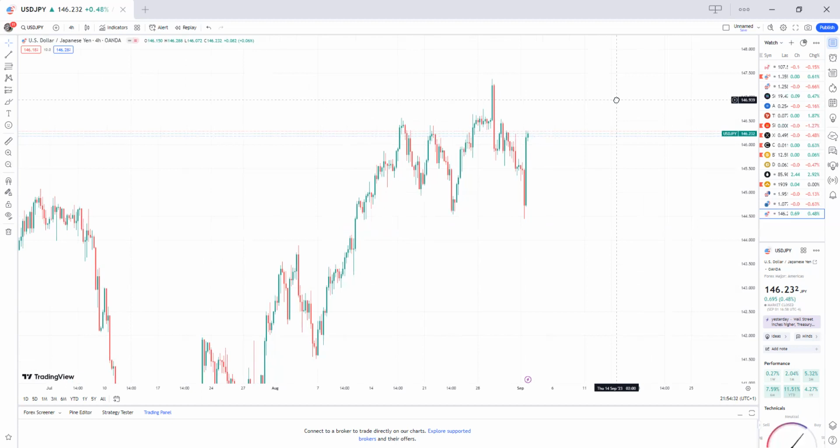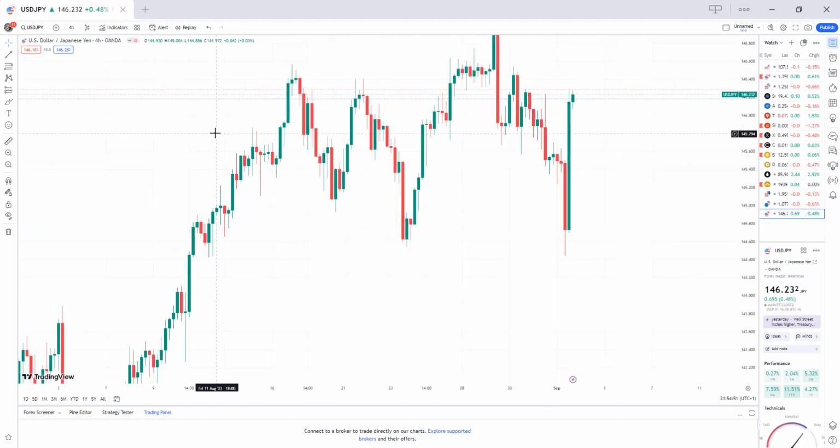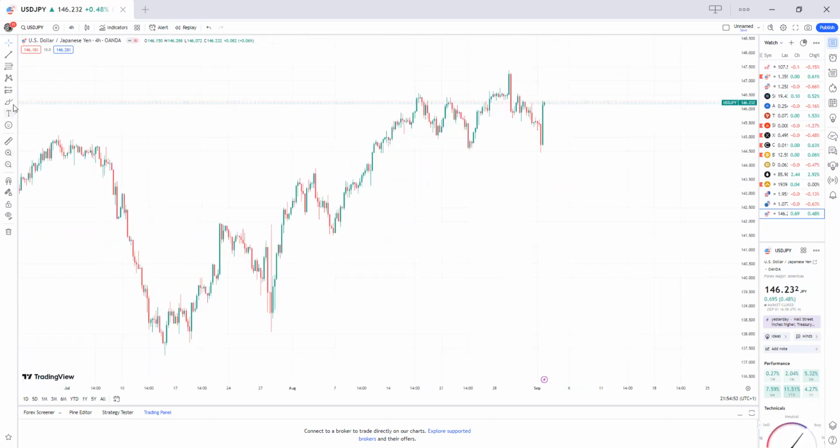So I'll just go around to share my setup. I won't be trying to do analysis from the higher time frame to the lower time frame. I will share my analysis and my setup, how I banked in this profit. As you can see, that is a support. That is a support zone.